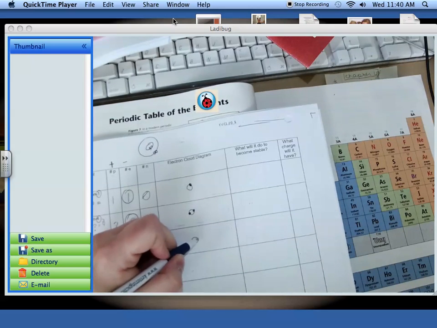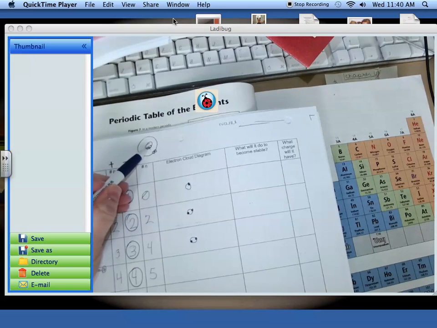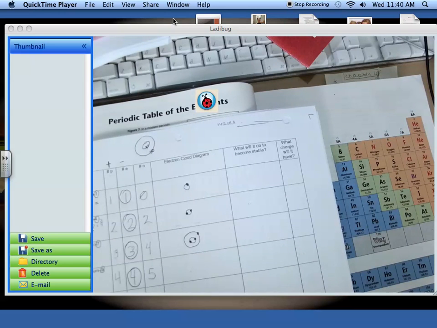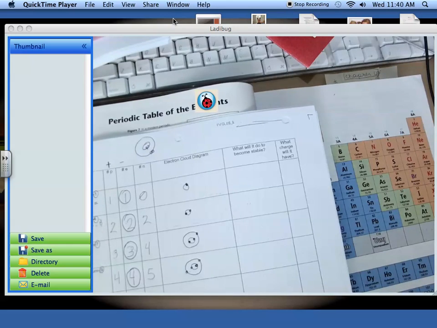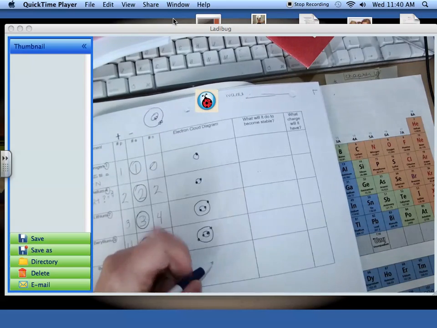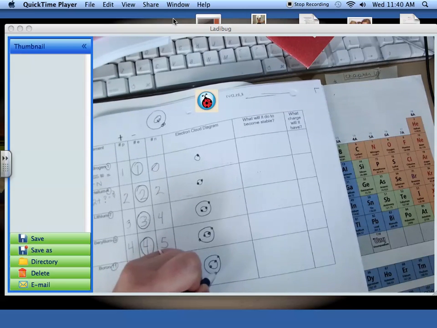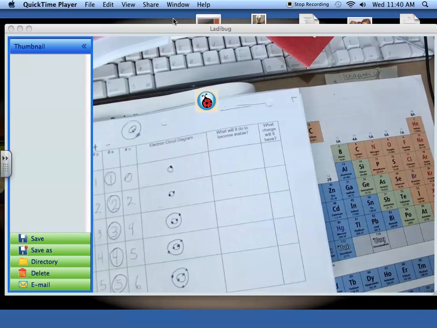Lithium, 3 electrons. I draw the first energy level and I put 2 electrons in it. But remember, that energy level becomes full once you have 2. So I have to add an additional energy level and put that third electron there. Beryllium has 4 electrons. 2 in the first, 2 in the second. Once the first level was filled with 2, it couldn't hold any more. Boron has 5 electrons. 2 in the first, 3 in the second.